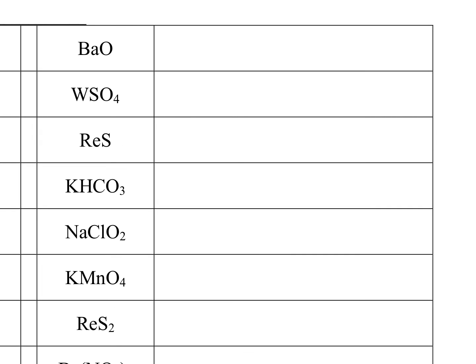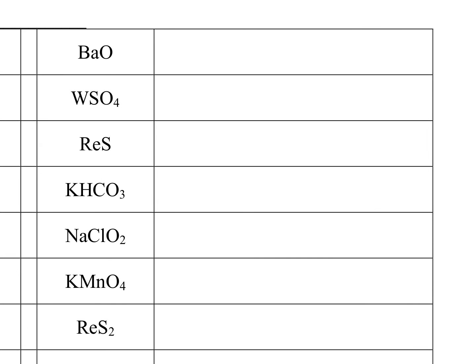So now let's do some more naming. So up here we have barium and oxygen. That becomes barium oxide. Okay, this next one, that W is tungsten. It is a transition metal. And so we know that SO4 has a -2 charge. That means that tungsten must have a +2 charge. So tungsten 2 sulfate. That's why we need to know those charges on those polyatomic ions.